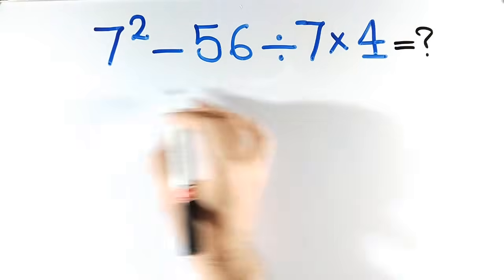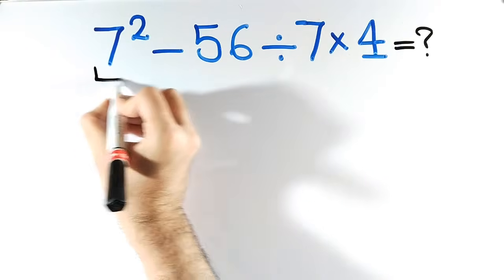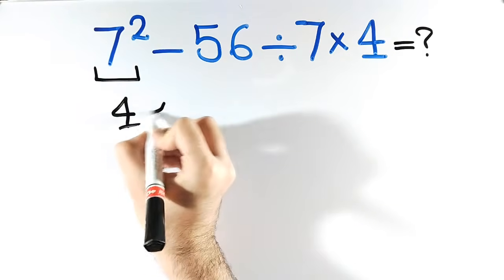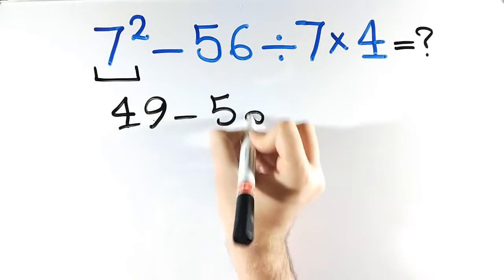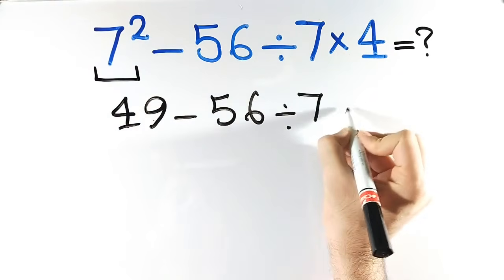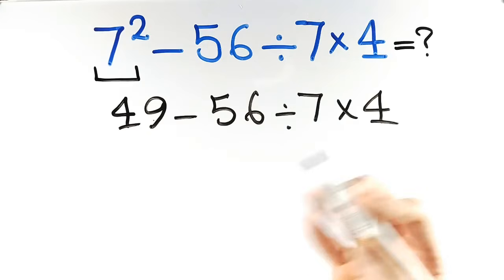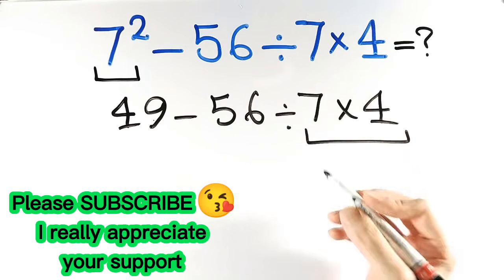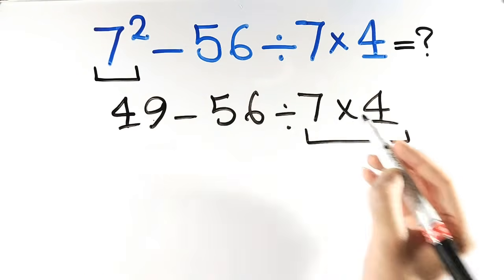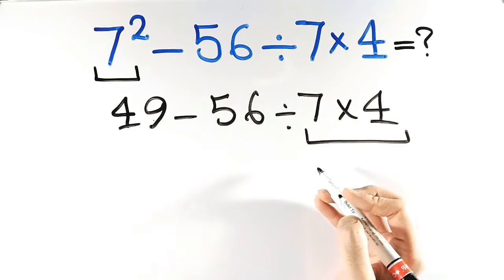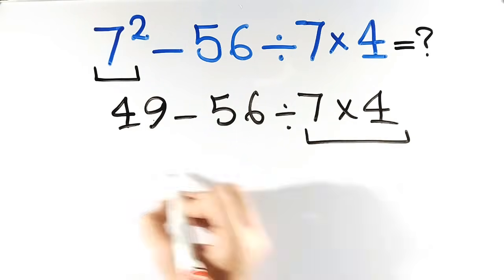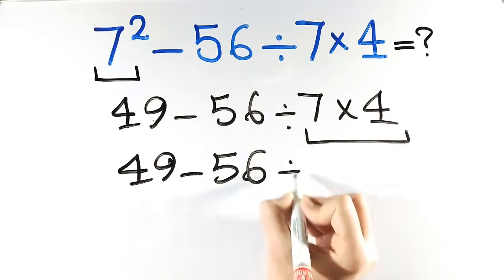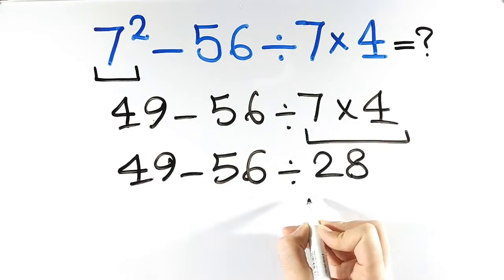Also, some other people, when solving this question, again go straight for the exponent, and instead of this expression, they write 49 minus 56 divided by 7 multiplied by 4. In the next step, they go for the multiplication between 7 and 4, because they believe multiplication has a higher priority than division. So, they rewrite this expression as 49 minus 56 divided by 28.